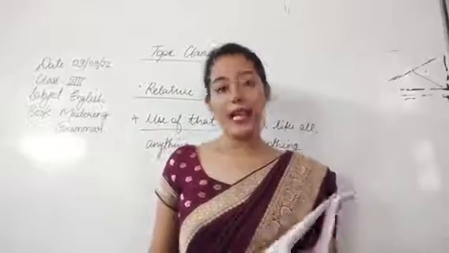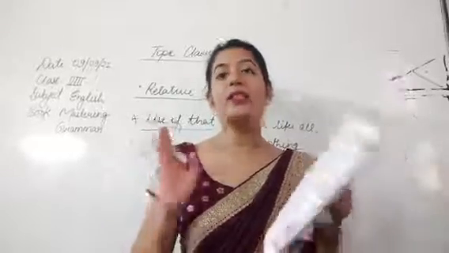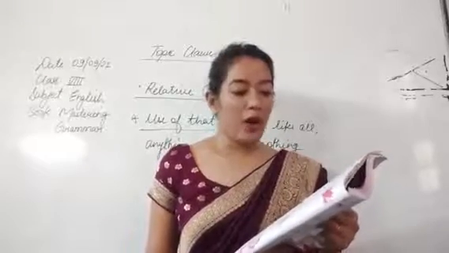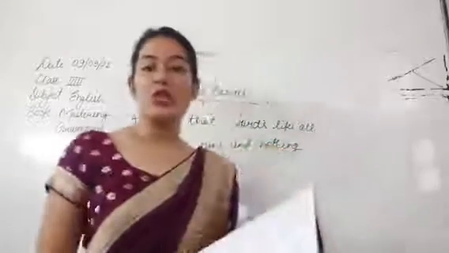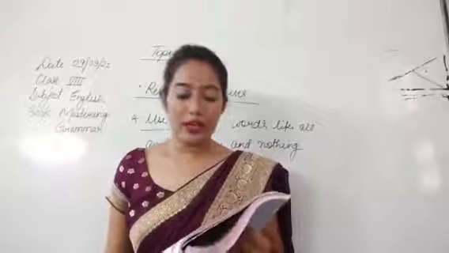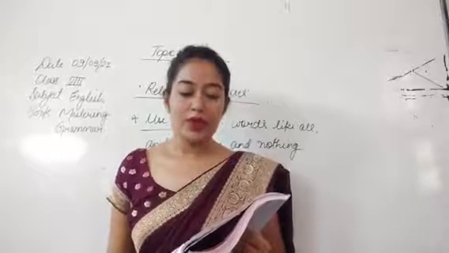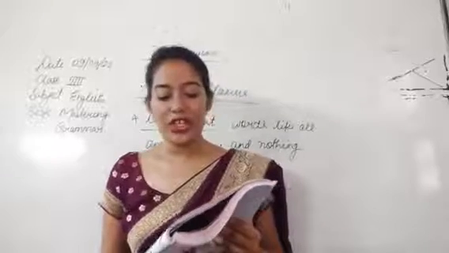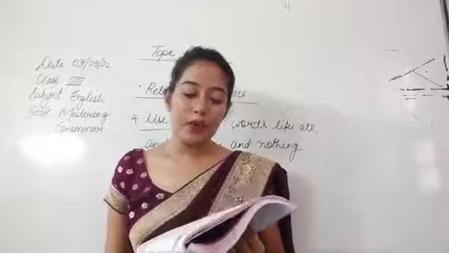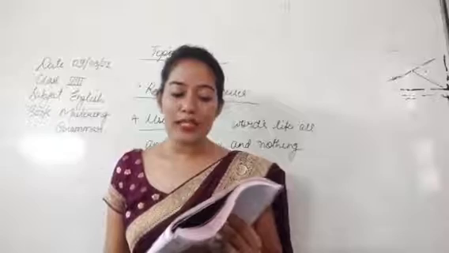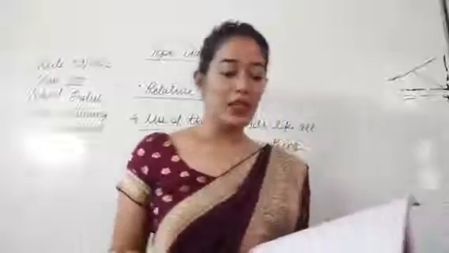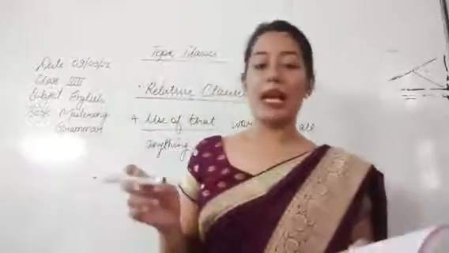Another example: the pencil box Richa bought had a compass. If we add that, the sentence would be: the pencil box that Richa bought had a compass. So we have omitted what? That. Or we could also say the pencil box which Richa bought had a compass. So we have also omitted which. The girl I was working with met with an accident. So the girl who I was working with met with an accident. So we have omitted who, that, and which.